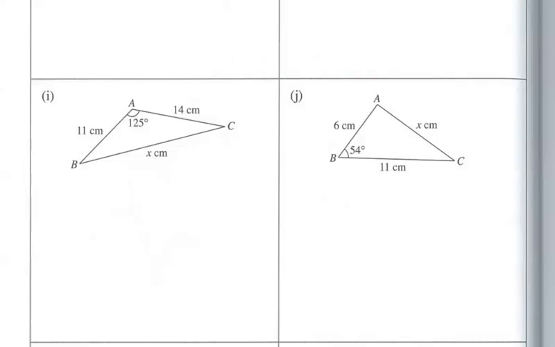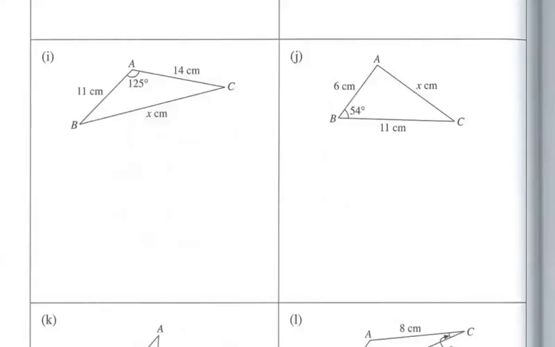So just a quick recap. A hint for you to use the sine rule is when you have two sides and two angles. The hint for you to use the cosine rule is when you have three sides and one angle. For instance, if you take a look at I and J, you are given three sides, 1, 2, 3, and an angle.